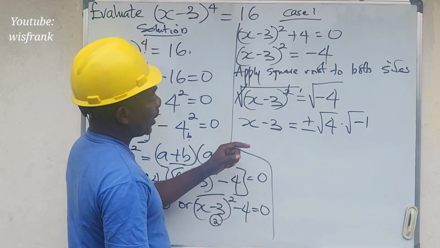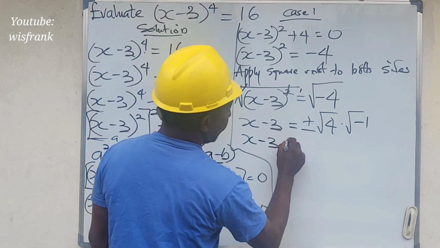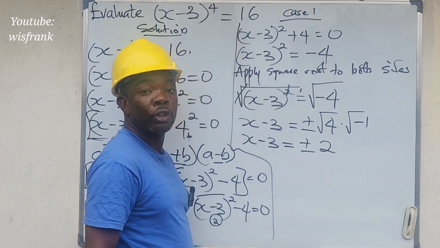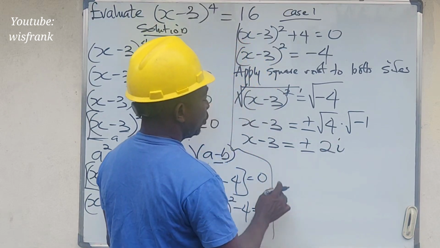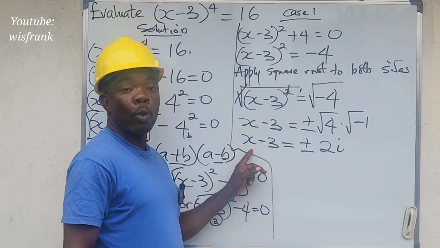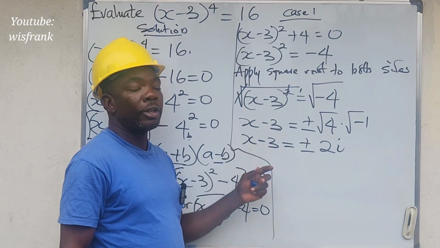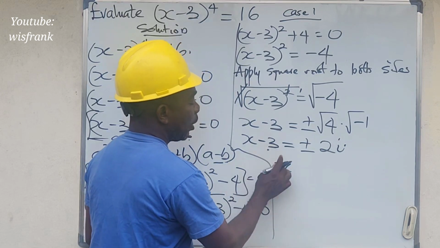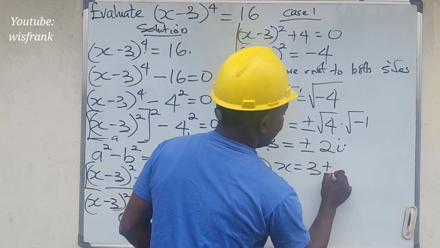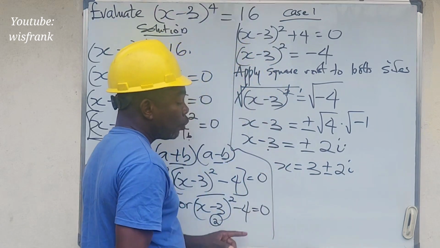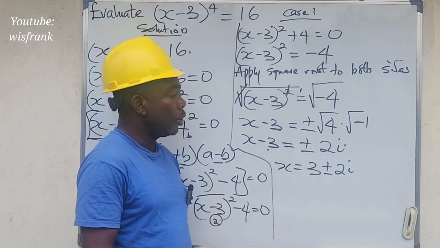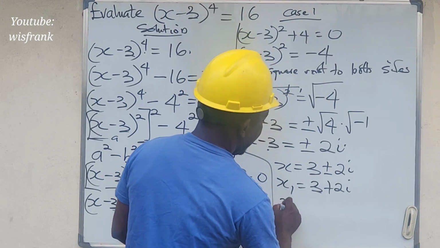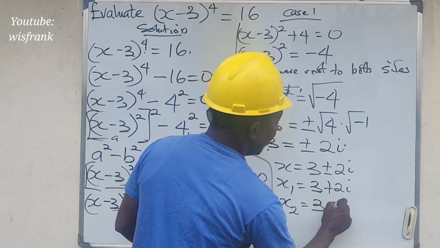So here we can see that x − 3 equals plus or minus the square root of 4, which is 2, and the square root of −1 is iota, which is i. So we have this as the solution, where we are going to make x the subject of this expression. By so doing, because minus 3 will be transposed to this other side, our x will be equal to 3 plus or minus 2i. So we have two solutions from here because we have plus or minus. It is going to be x1 = 3 + 2i and x2 = 3 − 2i.